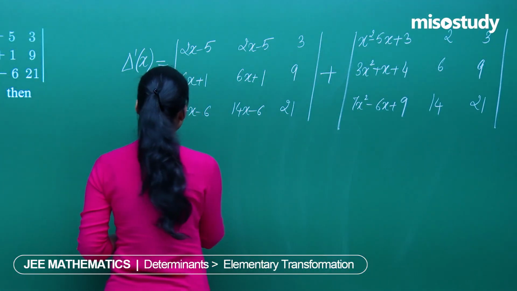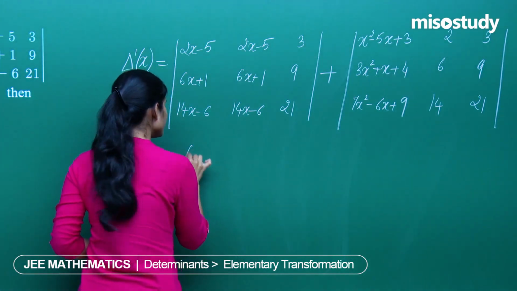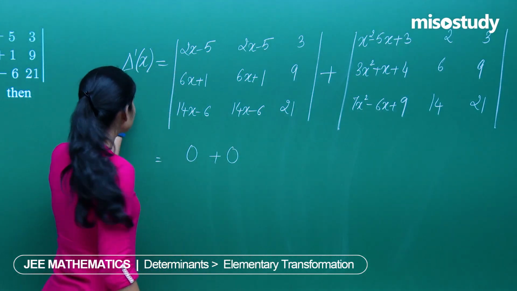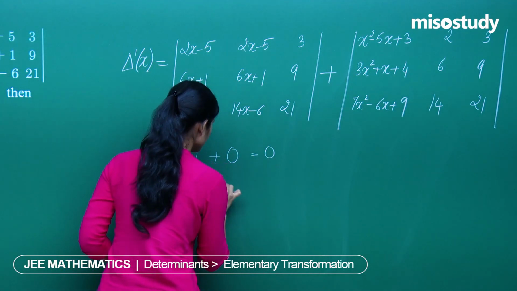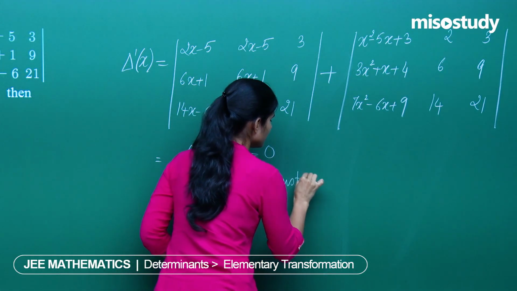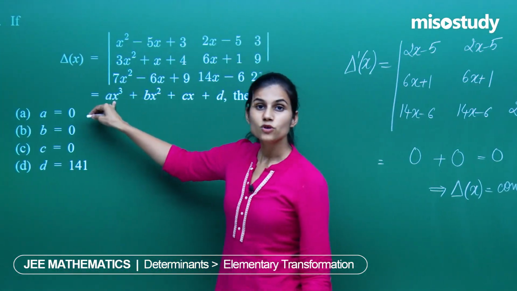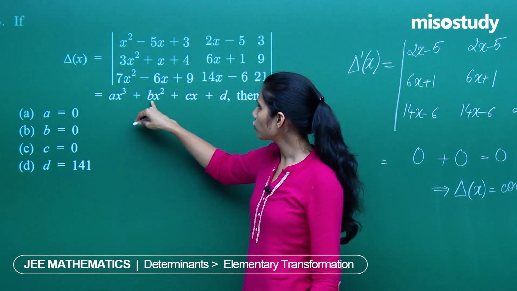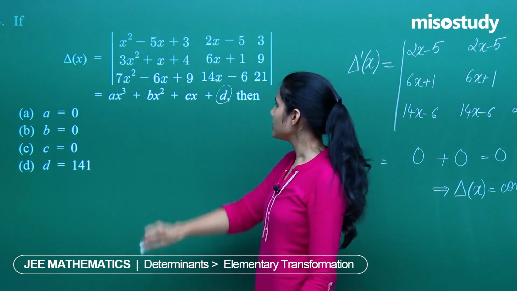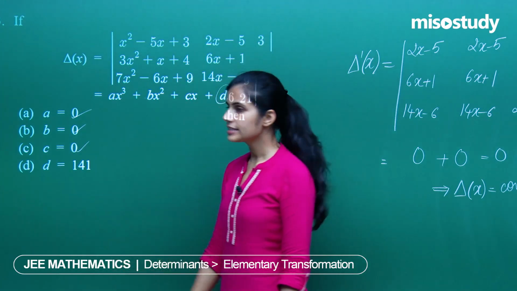Okay, very easily you can see over here these two columns are same. The value of the determinant is 0. In fact, this determinant is also 0. So you are getting delta dash is actually equal to 0, which means delta is a constant. If delta is a constant, that means there is no non-zero coefficient of x cube, no non-zero coefficient of x square, no non-zero coefficient of x, only this constant term is present. That means A is 0, B is 0 and C is 0.